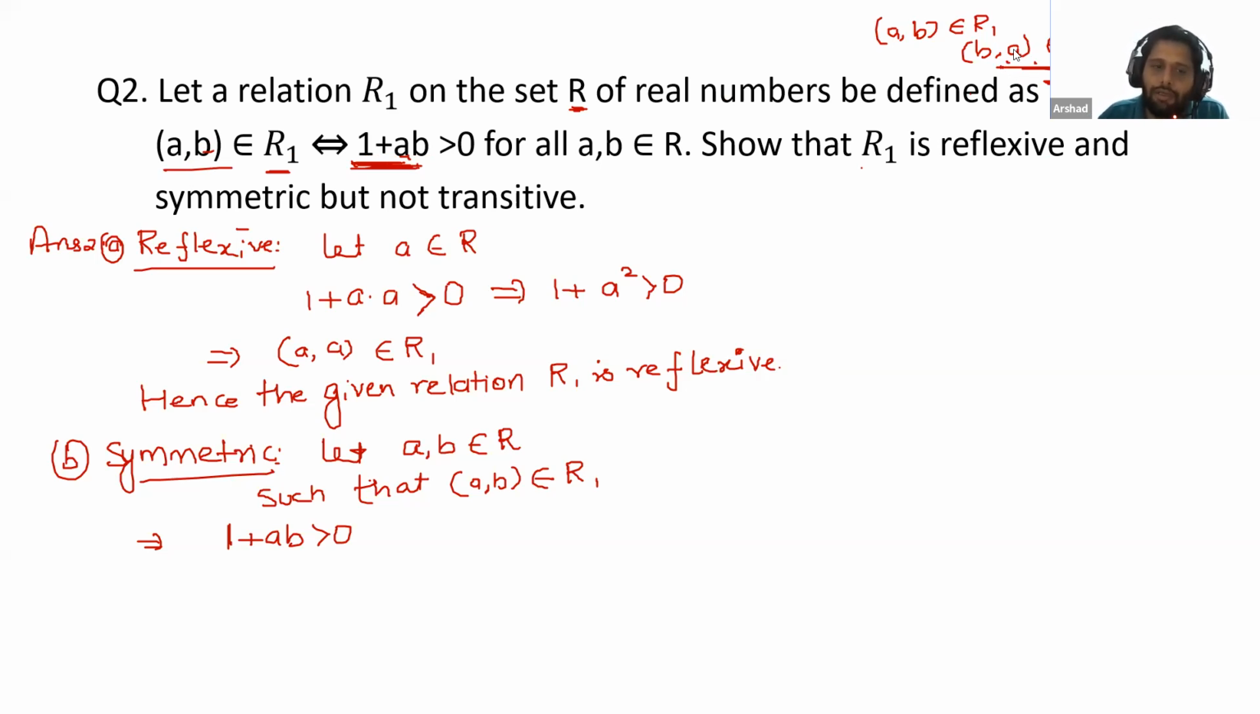Then how will we get this? 1 plus AB is greater than 0, then if you interchange their places, it will not affect the equation. This is also correct. And you can write this also: A comma B, sorry. If 1 plus BA is greater than 0, then this implies B comma A belongs to R1.